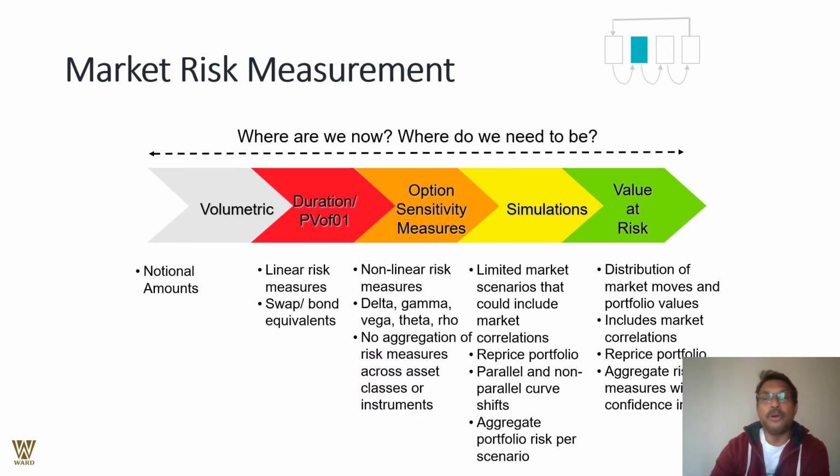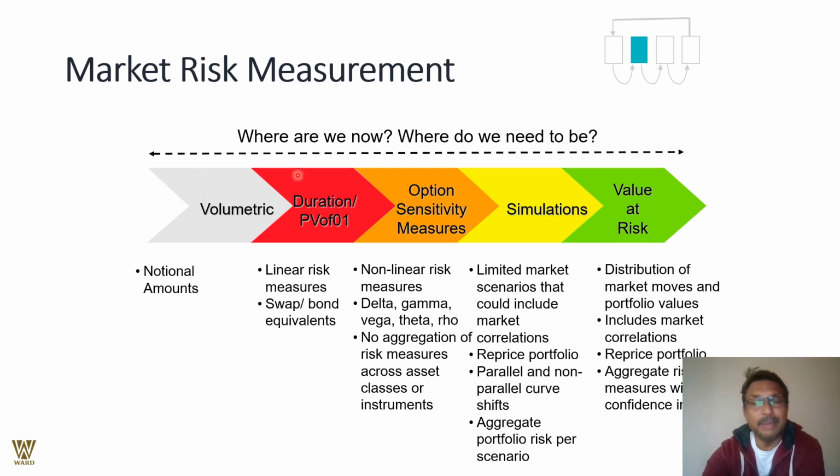Yes, now we talk about measurements. So where are we now and where do we need to go? That is what we are looking into. There is the volumetric, the notional amounts, the amount of a few million that we are risking. In case of a corporate, it might be a few hundred billion. Then duration, or the present value of one, as in the linear risk.